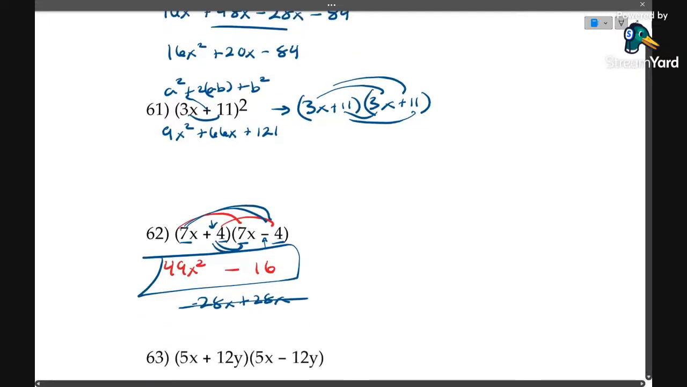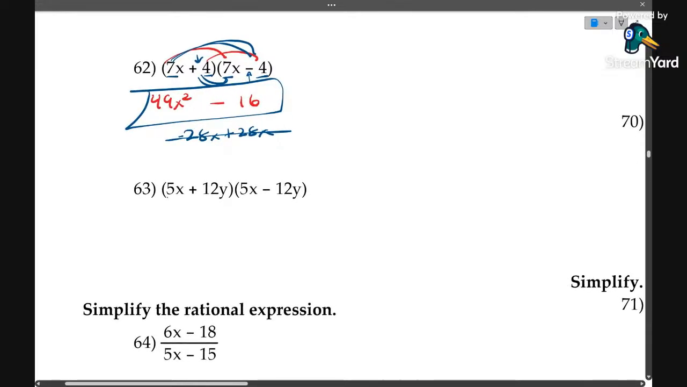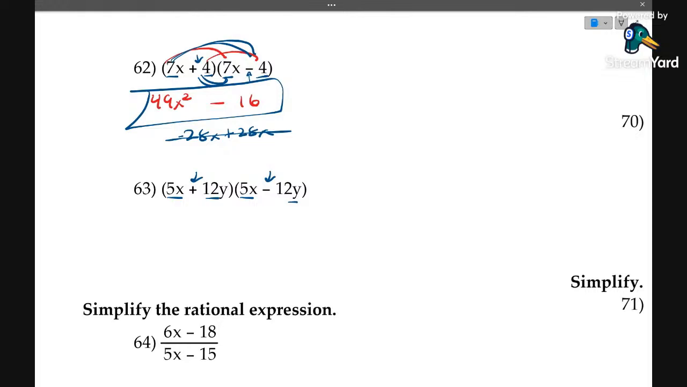All right. So again, we've got the same terms, one plus, one minus. So this is, again, another factored difference of squares. So we can just square the first term and square the last term, 144y squared.